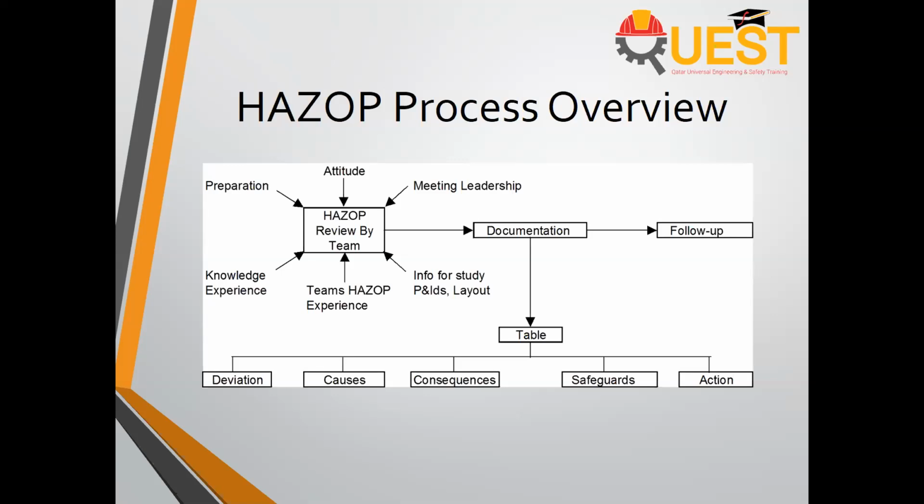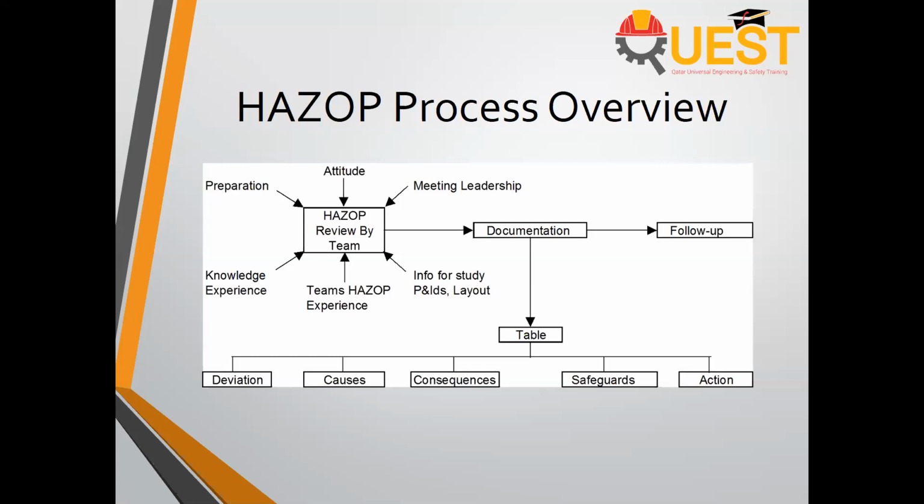Then we have the documentation. There will be a scribe who will note down all the points discussed during the meeting and give it in the layout of an Excel sheet, a Word file, or a table, which will have 5 columns. The first column would be the deviation: why is the system moving from one point to the other, what is the deviation? Then what are the causes of that deviation? What are the consequences of that deviation? What are the safeguards to prevent that deviation? And what are the actions to accommodate that deviation and mitigate its effect?